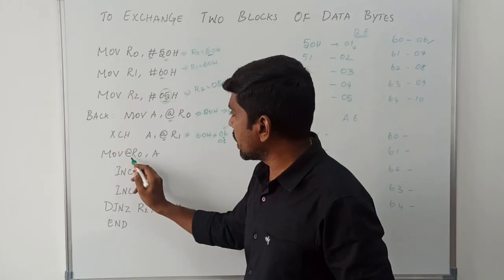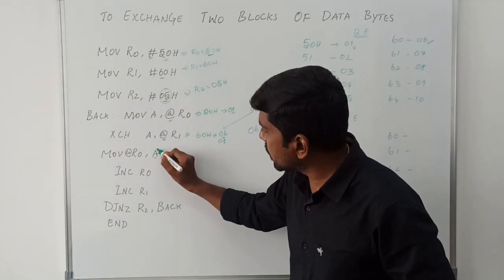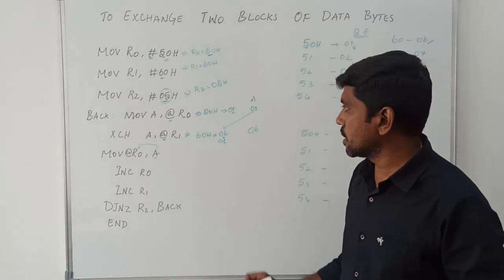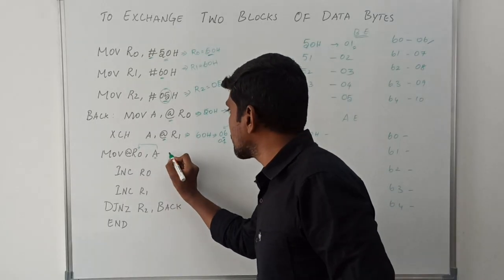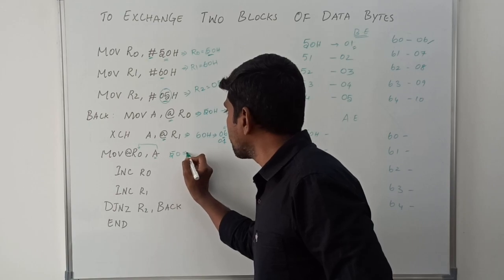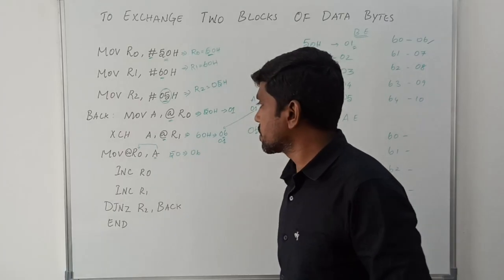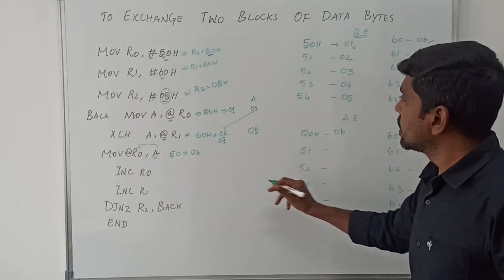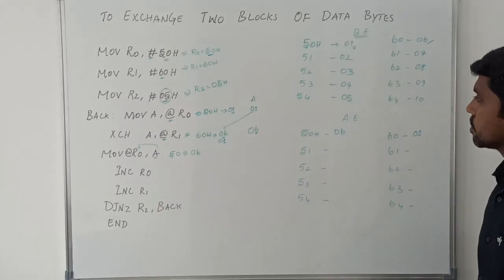Then MOV @R0, A. So whatever value is present in the accumulator, that content goes to the R0 memory location. Now the accumulator content is 06. After execution of this instruction, the R0 value is 50H. So this 50H holds the data 06. Now the 50H value is 06, and the 60H value is 01.